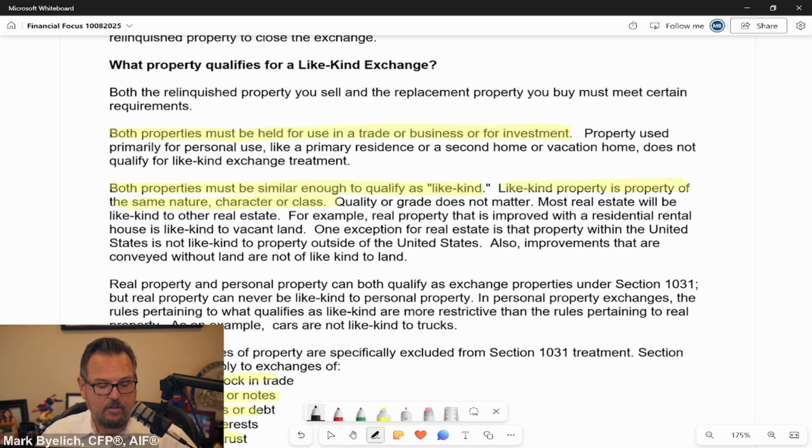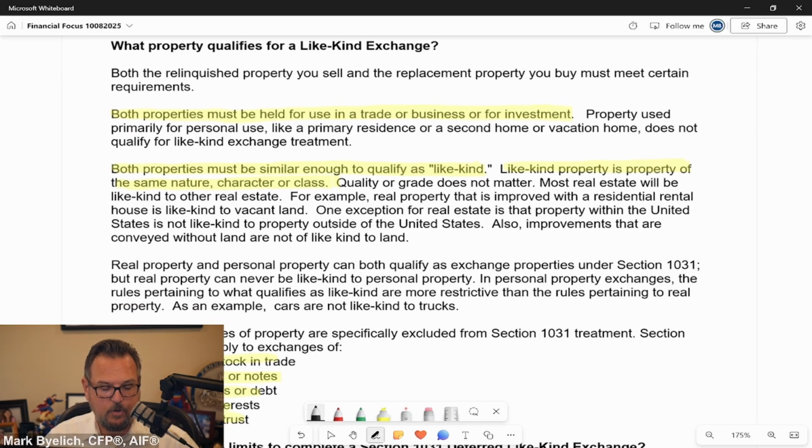What property qualifies for a like-kind exchange? Both properties must be held for use in a trade or business or for investment. Both properties must be similar enough to qualify as like-kind. Like-kind property is property of the same nature, character, or class. So it doesn't mean that it has to be a 10-unit apartment building for a 10-unit apartment building. It has to meet the qualifications of the like-kind exchange.